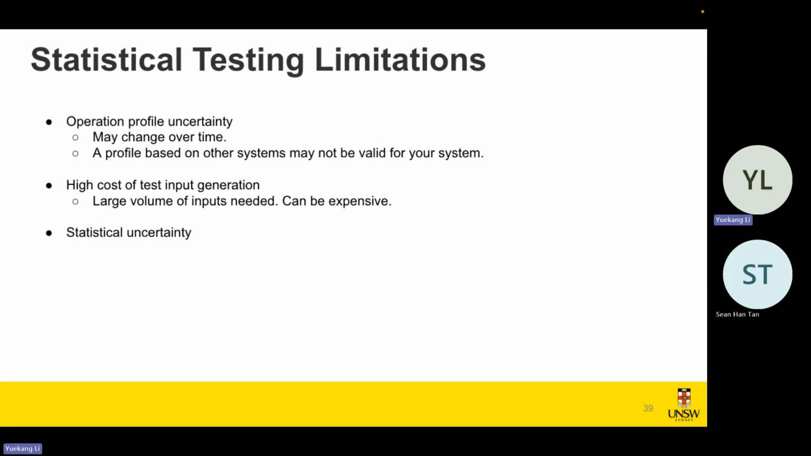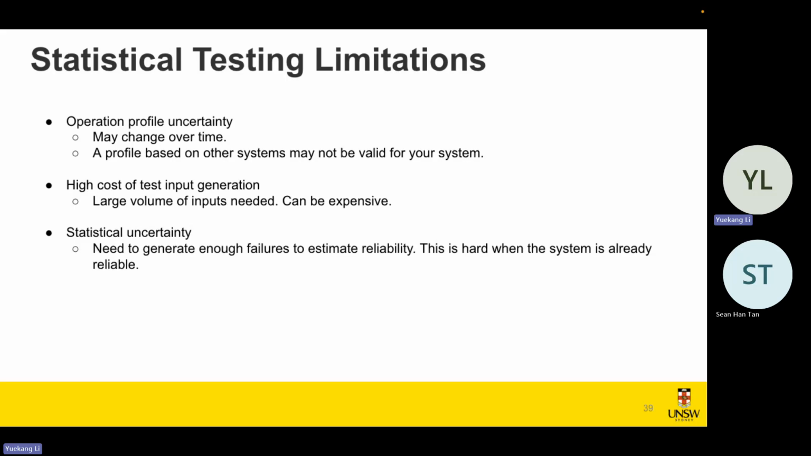And the third one is statistical uncertainty. Because we need to observe enough failures to calculate a meaningful value for these measurements. For example, if we observe no failures during maybe 10 hours of observation, we are getting a zero value for the rate of the observed faults, right?